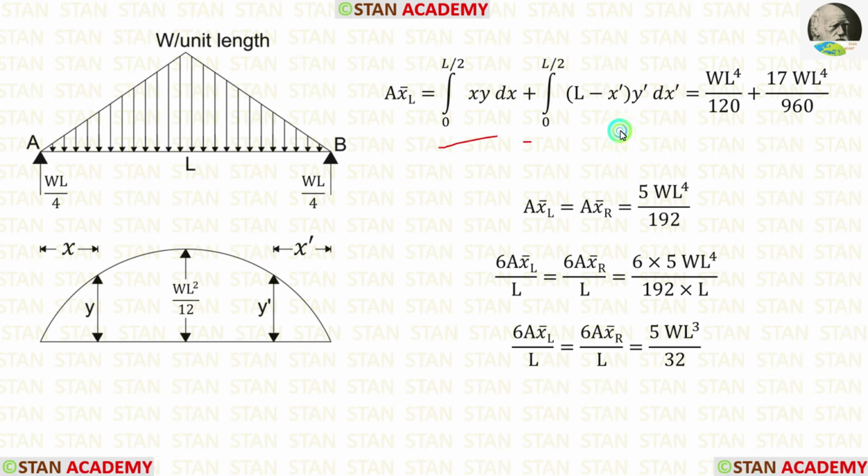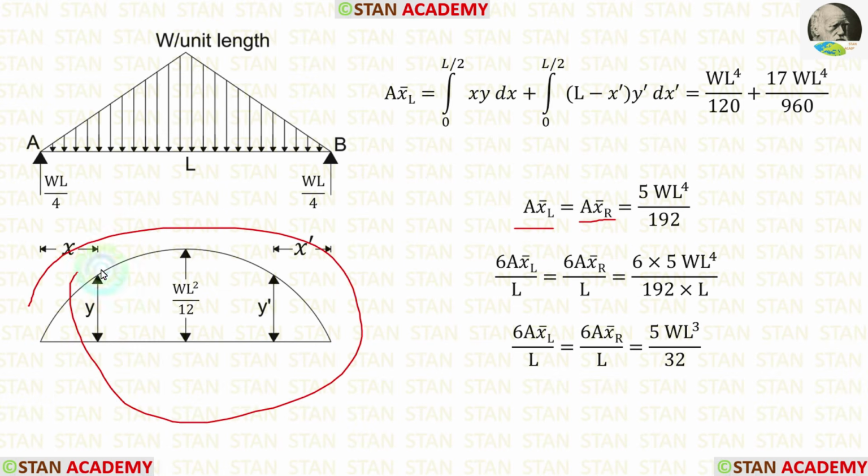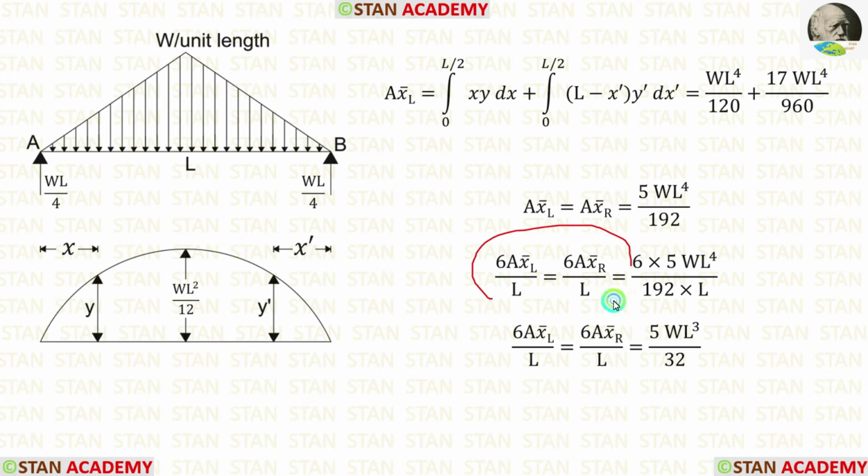We have calculated both of the integrations. We can add them. After adding, we are getting this value. A x bar L and A x bar right will be equal because it is a symmetrical diagram. Now let us calculate 6A x bar left by L and 6A x bar right by L. After the simplification, we are getting 5WL power 3 by 32.